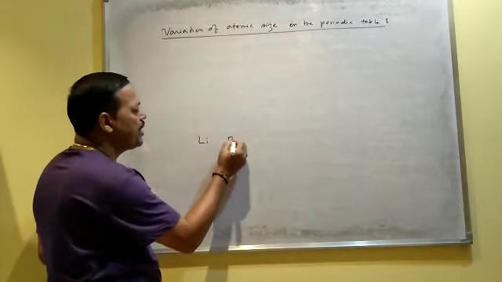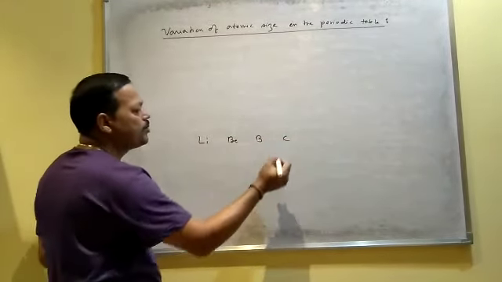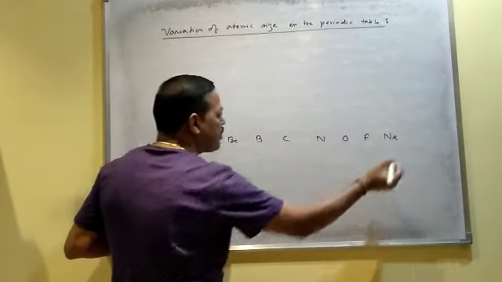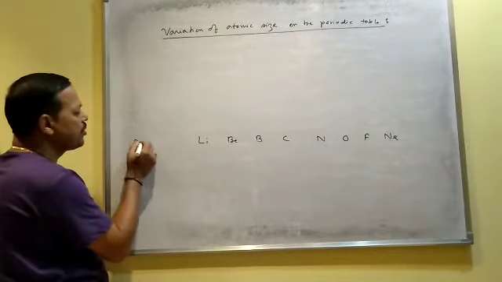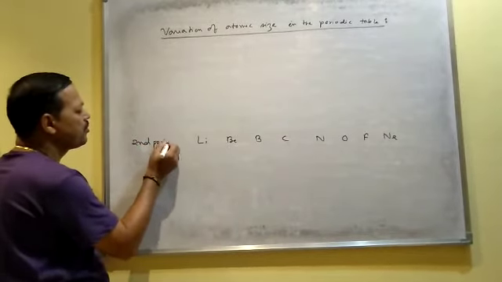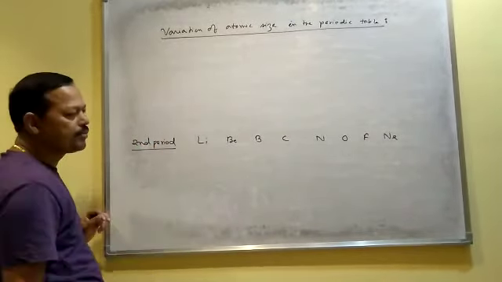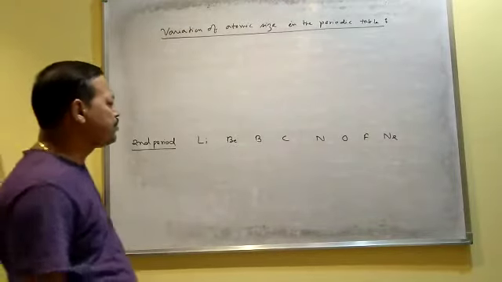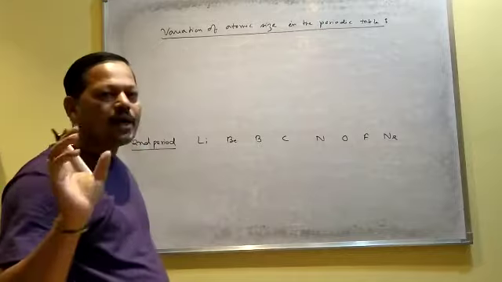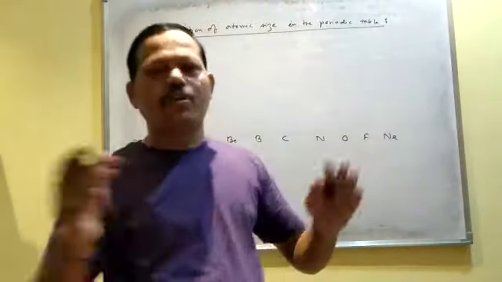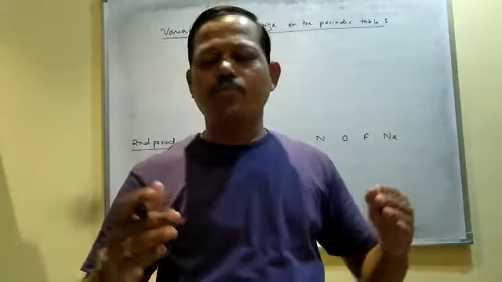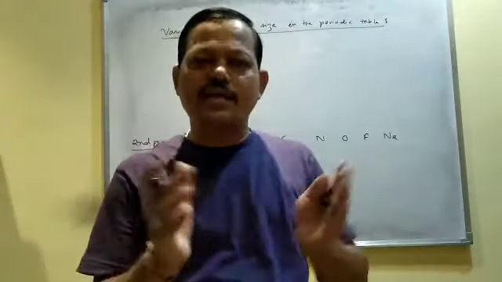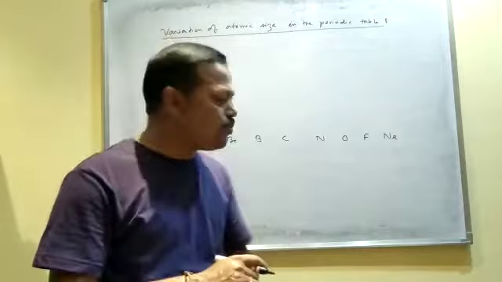Lithium, beryllium, boron, carbon, nitrogen, oxygen, fluorine, neon. These are the elements of the second period. You know it. Now when you consider the size of these atoms, the size of the atom mainly depends on the number of shells. If some atom contains more number of shells, then the size of the atom will be larger, and if it contains fewer shells, the size of the atom will be smaller.